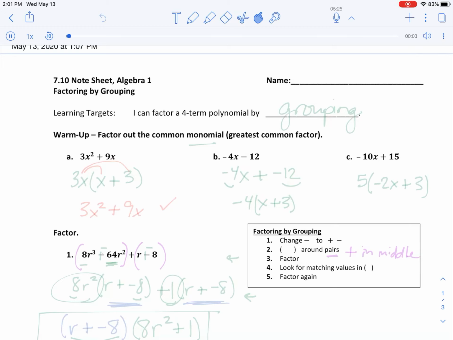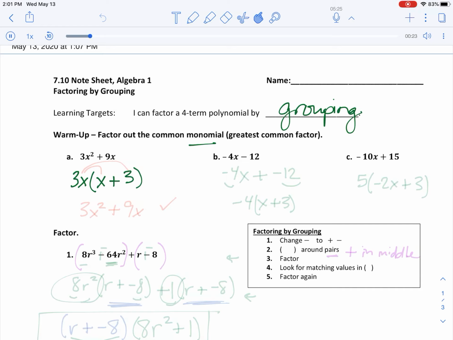I can factor a 4-term polynomial by grouping. Okay, so the first thing we want to do is factor out a monomial. Look at what is in common with both of them. So I see a 3, and I also see an x. 3x times x is going to be x squared plus.